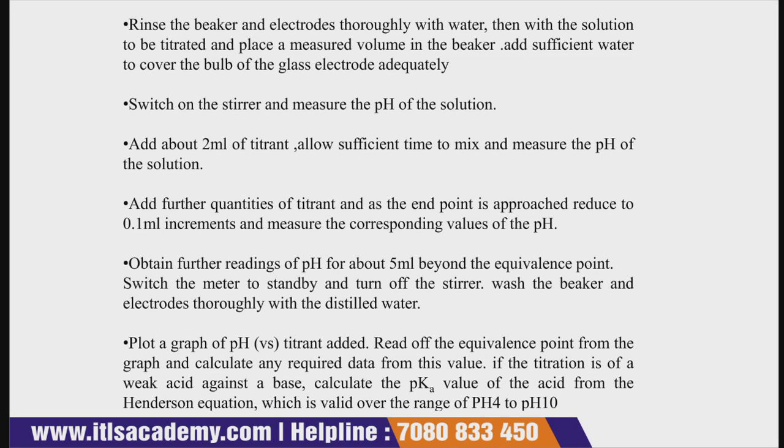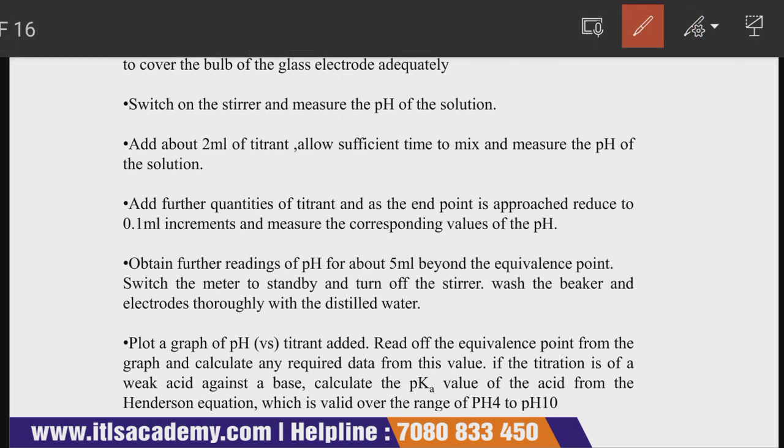Now with the help of a graph, you plot the pH versus the titrant. Means one axis should be the pH value and the other should be the titrant that is added. Then you read off the equivalence point from the graph. After that, you calculate the data from the values that you have plotted on the graph. So the graph should be between the pH value versus the titrant.